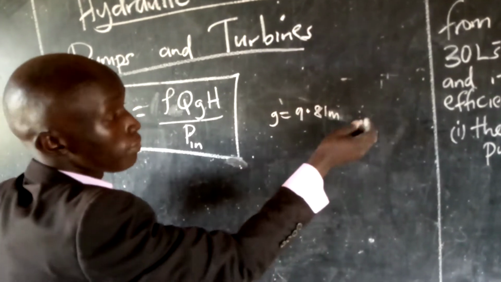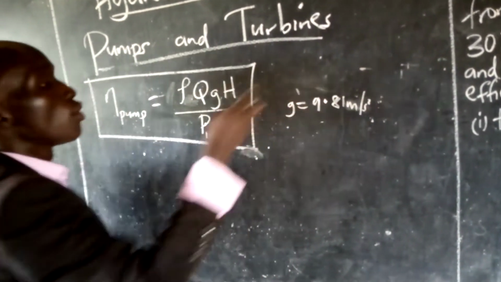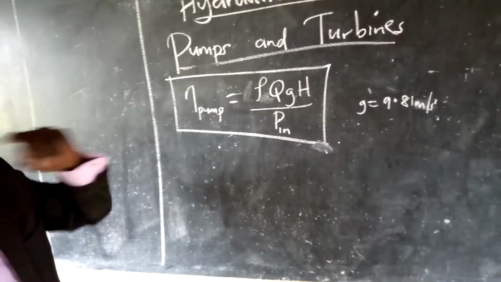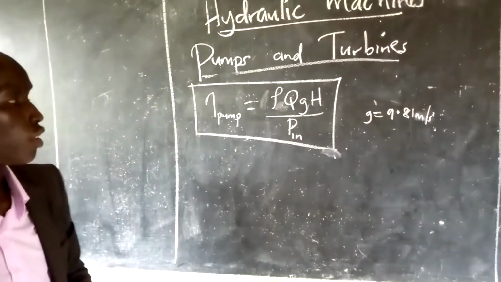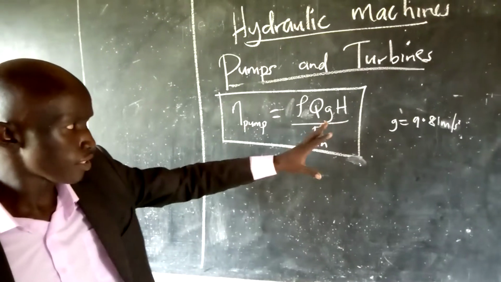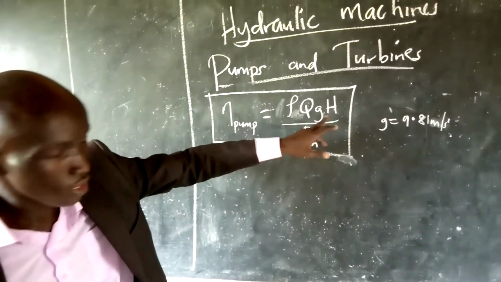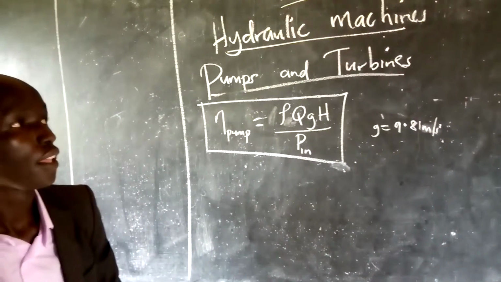per second squared. So that is the acceleration due to gravity. We are going to substitute here. Then the head, so it shall depend on the question. But just master the efficiency of a pump is given by this. If you cannot master all this, you can derive it step by step.